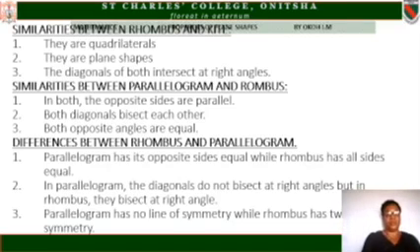Then number 2, in a parallelogram, the diagonals do not bisect at right angles, but in a rhombus, they bisect at right angles. If you look at it here, the angle formed at the center will not give you a right angle. But if you look at this one, you are going to have 90 degrees each. Then the third one: a parallelogram has no line of symmetry, but a rhombus has two lines of symmetry.